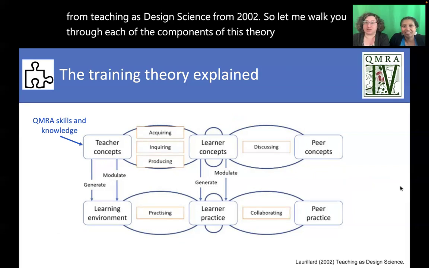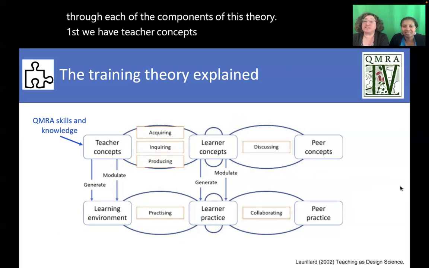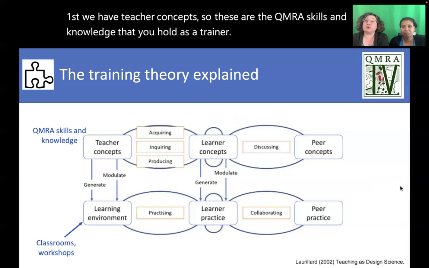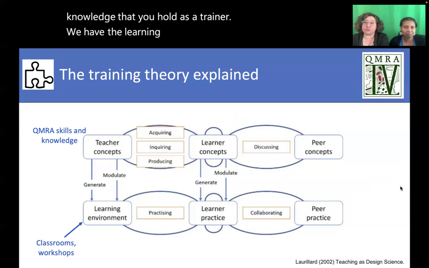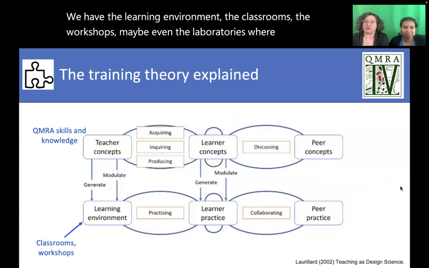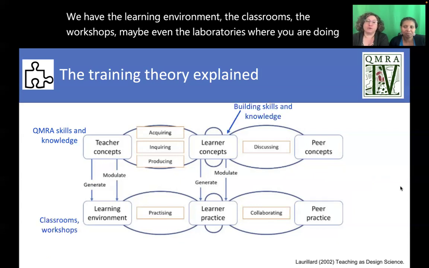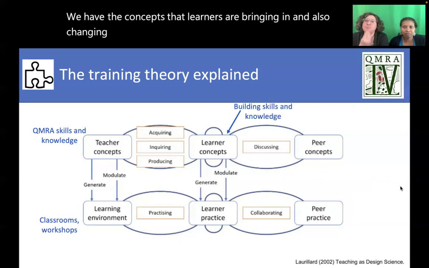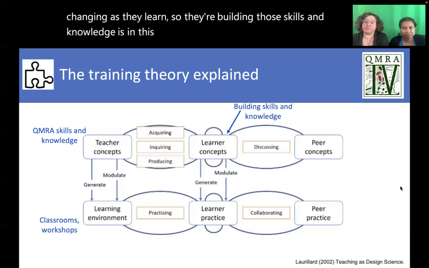First, we have teacher concepts. So these are the QMRA skills and knowledge that you hold as a trainer. We have the learning environment, the classrooms, the workshops, maybe even the laboratories where you are doing instruction. We have the concepts that learners are bringing in and also changing as they learn. So they're building those skills and knowledge, in this case, to do QMRA.